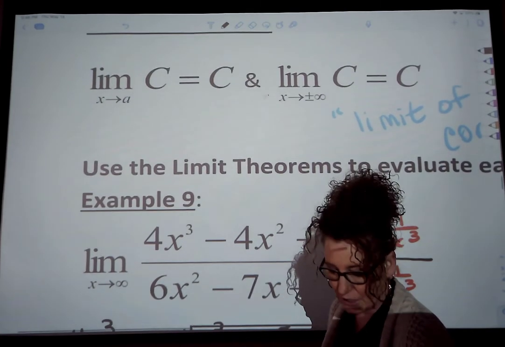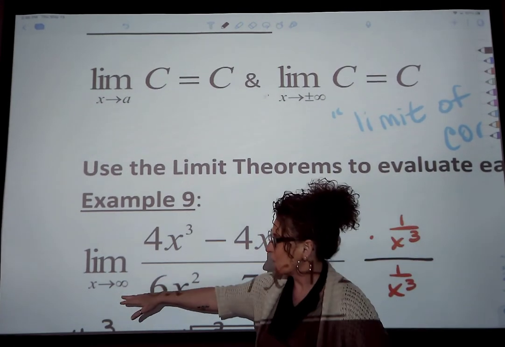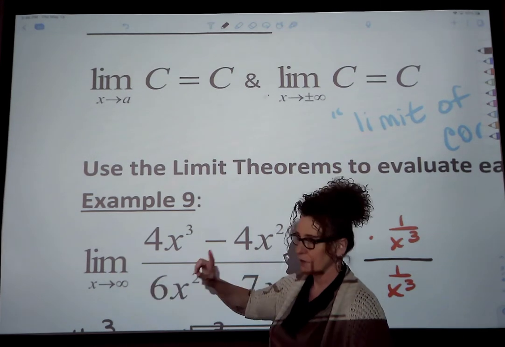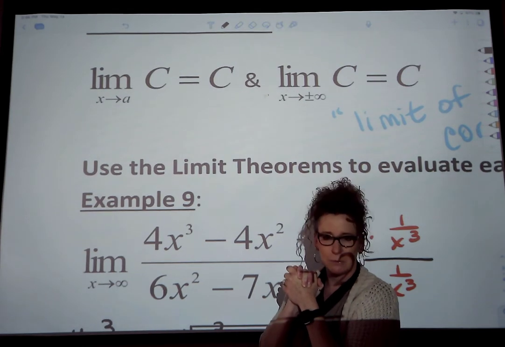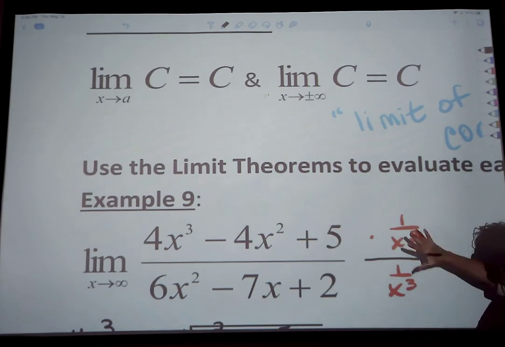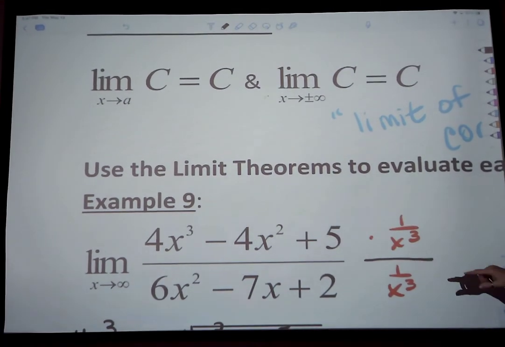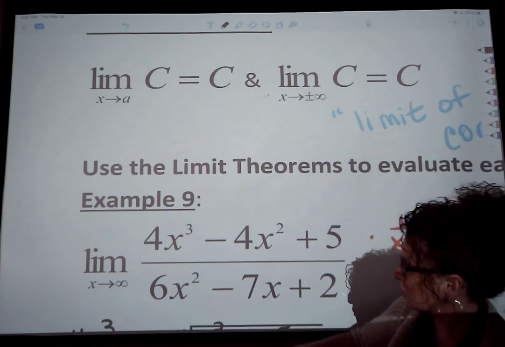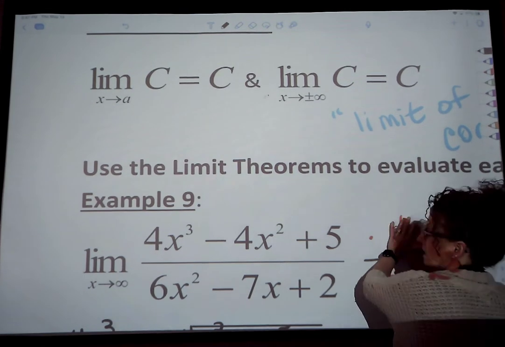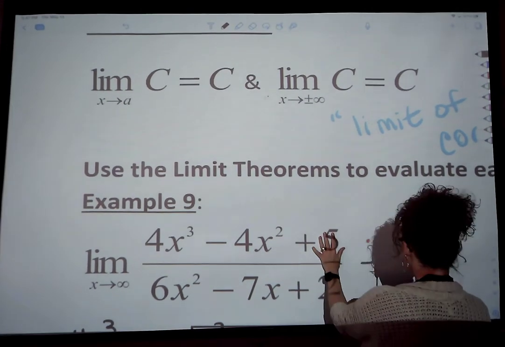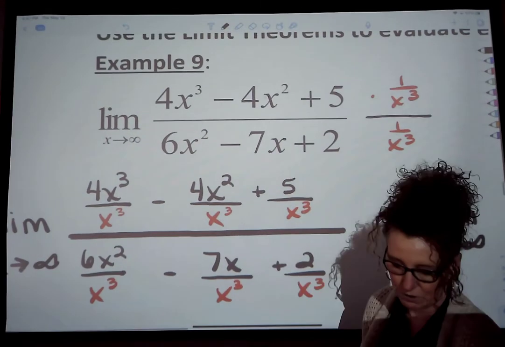This is going to look awful, but I'll try to get through it as quickly as I can. I've got a polynomial over a polynomial, and we want to know, as x approaches infinity, where is this headed? Ready? Find your greatest exponent, and multiply your numerator and your denominator by 1 over x to your highest exponent. My highest exponent in the whole thing is x cubed, so I'm going to multiply by 1 over x cubed and 1 over x cubed. Here I go. I'm going to distribute it on the top, and on the bottom, and I'm still doing a limit. Whew. Looks kind of yucky.